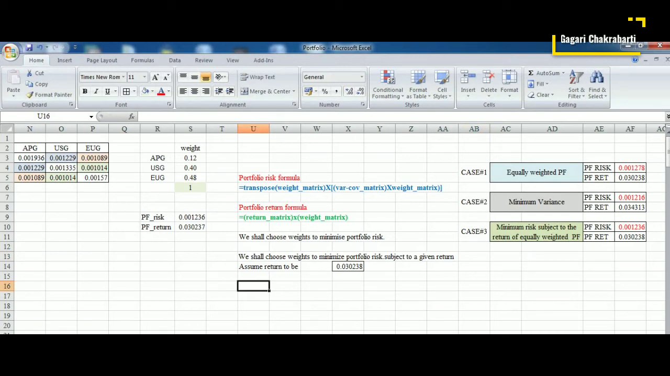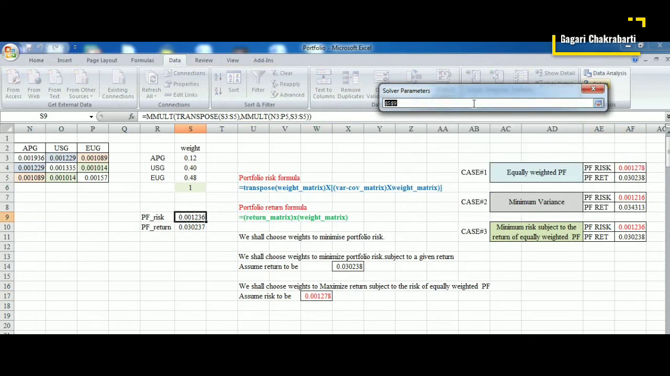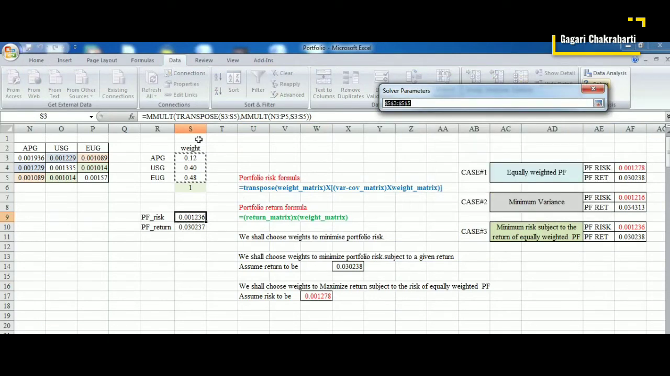So now we shall be maximizing the return of a portfolio given that the risk is at a particular level. So once again we assume that the risk is fixed at the level given by the equally weighted portfolio. So that is our problem. We use the solver once again. So now we are maximizing the return. So our target cell is that we are maximizing it, changing the weight cells.